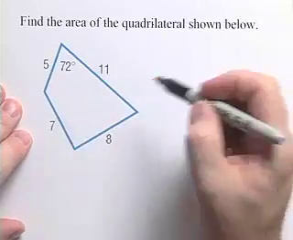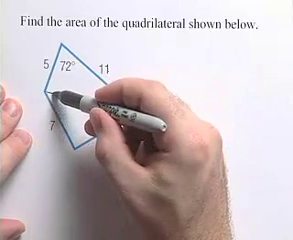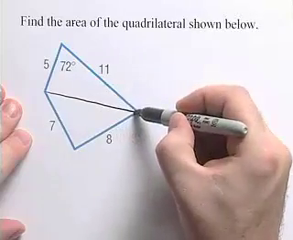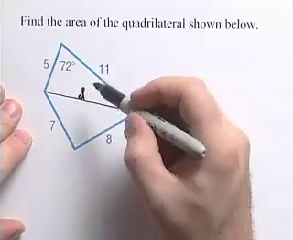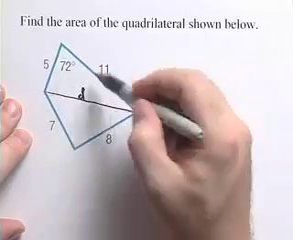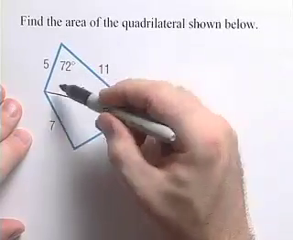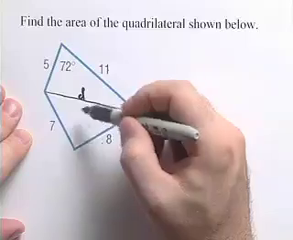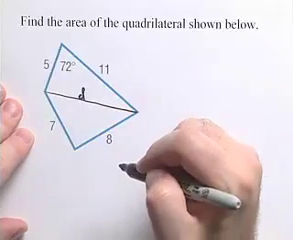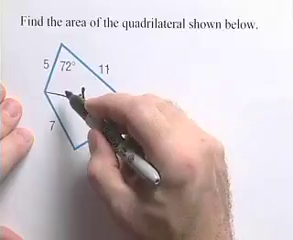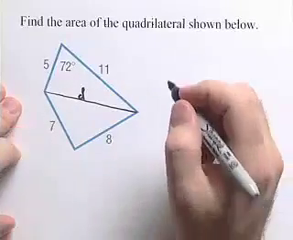To begin with, we're going to draw a diagonal. We're going to call the length of that diagonal D. And what that does is divide up our quadrilateral region into two triangular regions. We have an upper triangular region and a lower triangular region. We're going to find the areas of these individually and then add them together. We'll start by finding the area of the upper triangular region.